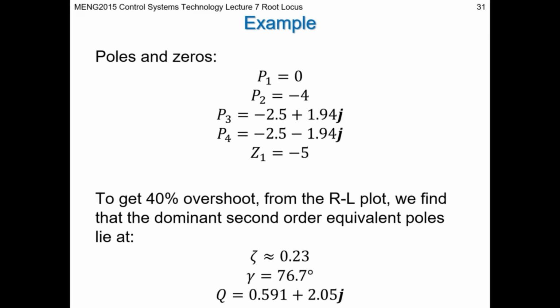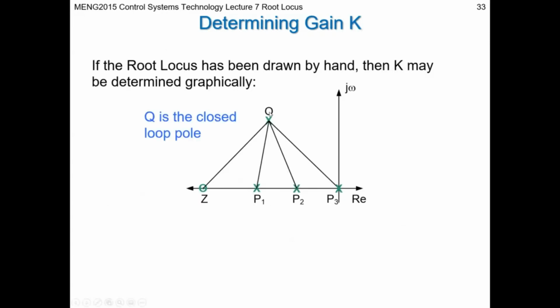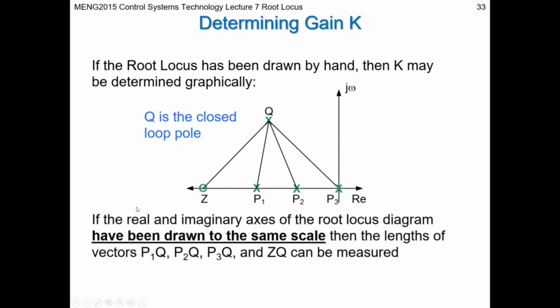Then based on that, we can get a location on the root locus. So we can do it graphically. If we have some point Q on the S-plane, and Q is the closed loop pole or the closed loop root location, then if we can measure the distance to each of our poles, P1, P2, P3, and Z, then as long as, and this is a graphical method, if you're plotting the root locus by hand on graph paper, as long as your scale is the same.